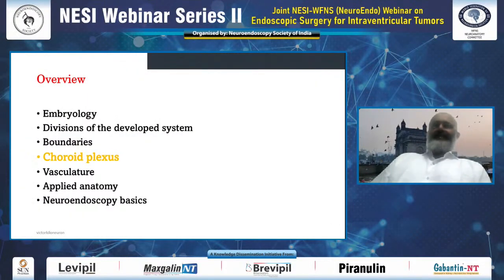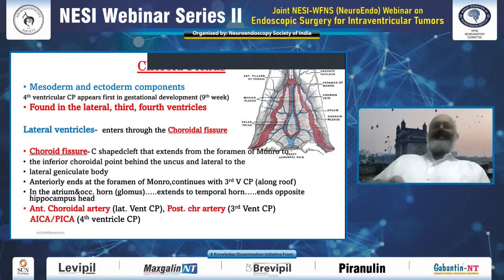Moving on to the next component of the ventricular system, we have the choroid plexus, composed of mesodermal and ectodermal components. Embryologically, the fourth ventricular choroid plexus appears first, and it is found in all parts of the ventricle except the aqueduct. In the ventricles, it enters through the choroidal fissure, which is an important landmark in neurosurgery. This is a C-shaped cleft extending from the foramen of Monroe to the inferior choroidal point behind the uncus and lateral to the geniculate body.